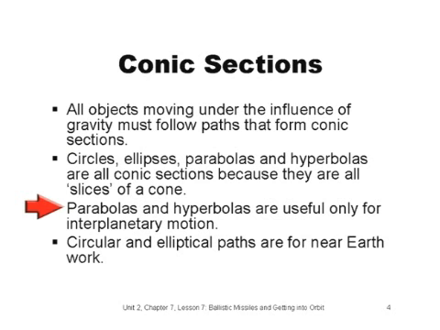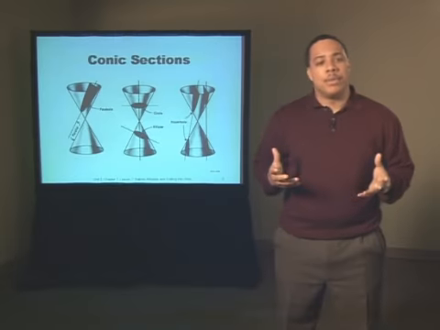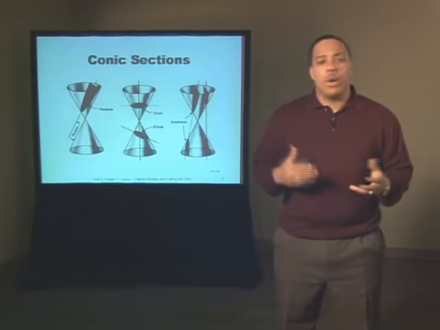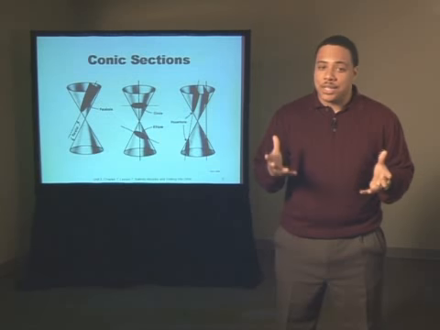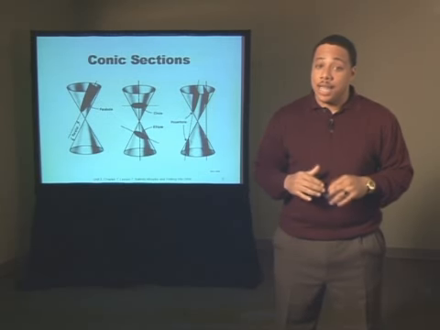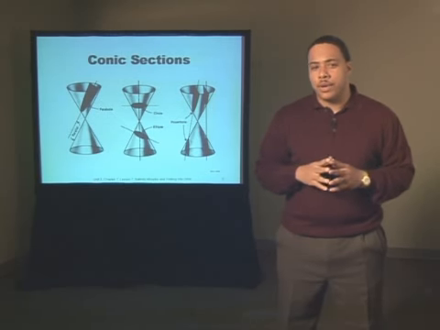But first, it's important to understand that parabolas and hyperbolas are trajectories that are useful only for interplanetary travel, while circular and elliptical orbits are great for near-Earth as well as interplanetary orbits. If you've ever had an ice cream cone, you may already know what we're talking about. Unfortunately, we'll have to drop the ice cream here and focus on the sugar cone.